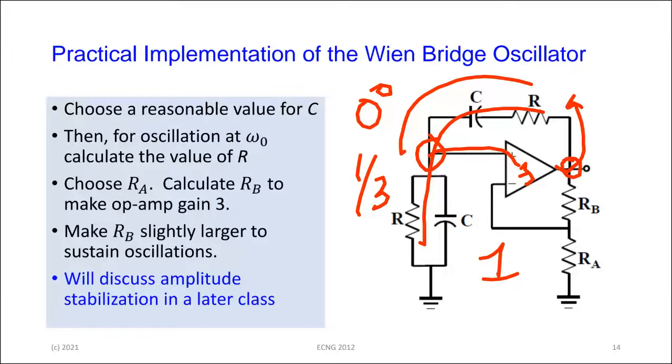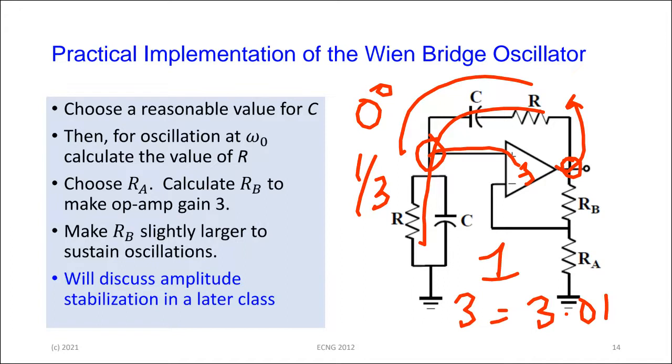Then you pick a value for RA. Convenient: you pick 10K or something of the nature, not too small. On the op-amp output you put a slightly larger resistor, so as not to load the device. So you pick a value for RA, and then you choose RB to make the gain of the op-amp 3. Typically, instead of making it exactly 3, you make it a little bit more, maybe 3.01, 3.02, that kind of thing. I'm not talking about going like 3.5, just very slightly more.